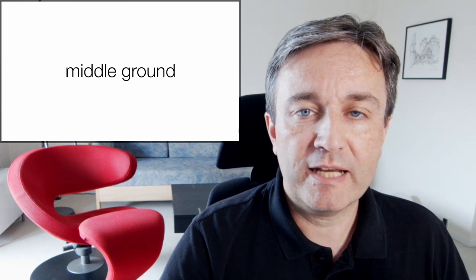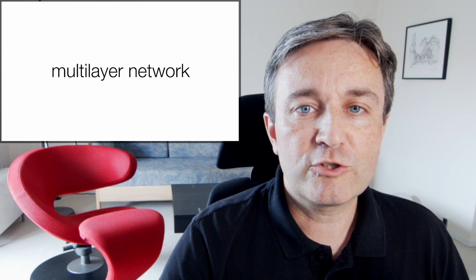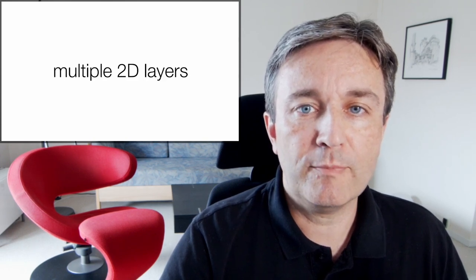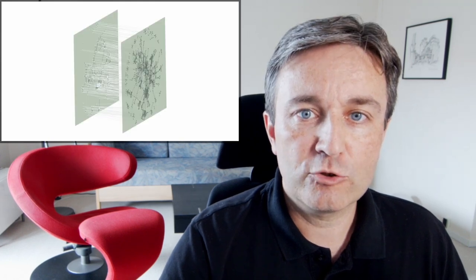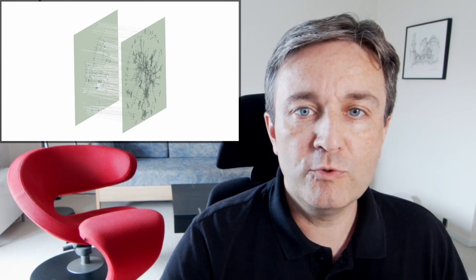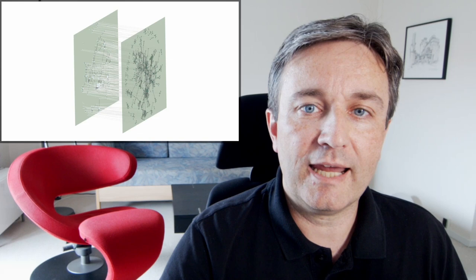Arena3D tries to find a middle ground between 2D and 3D networks. Using so-called multilayer network visualization, in which you have multiple 2D layers, which are placed within a 3D space to produce a visualization like this. Here you have two 2D layouts of networks and interactions both within the layers and between the layers.